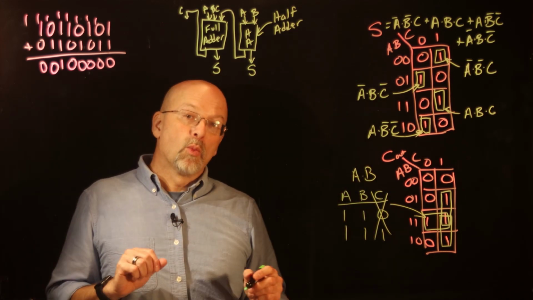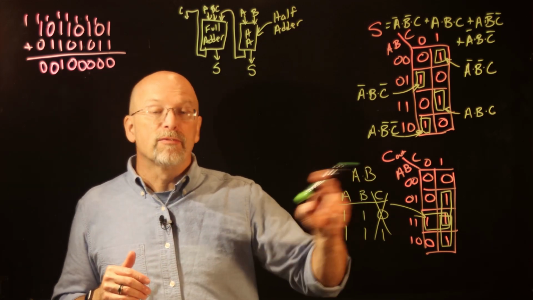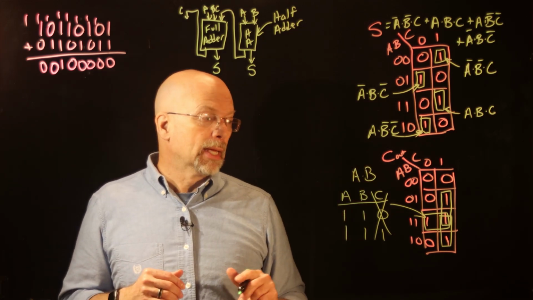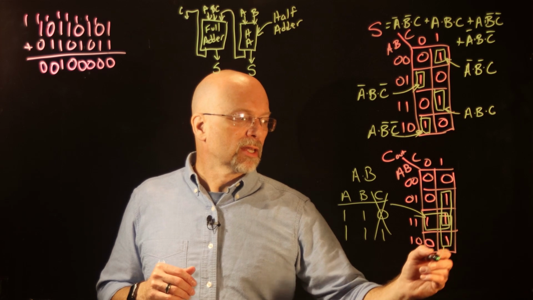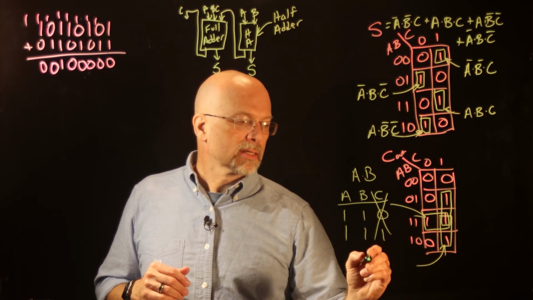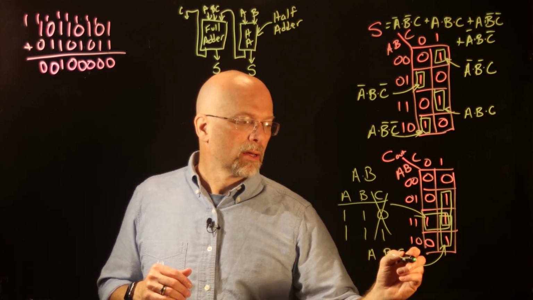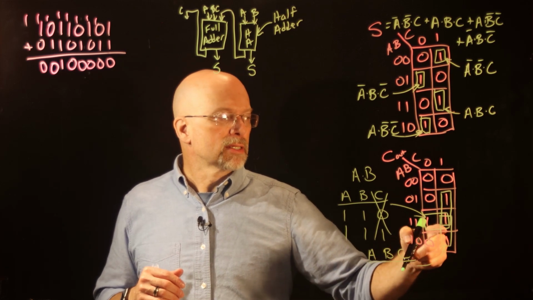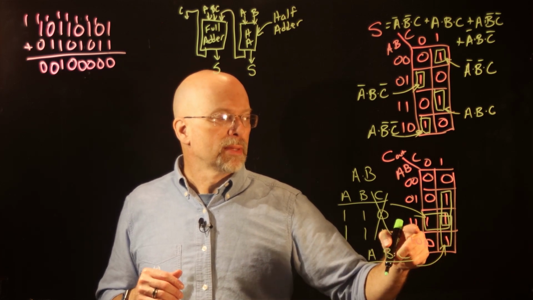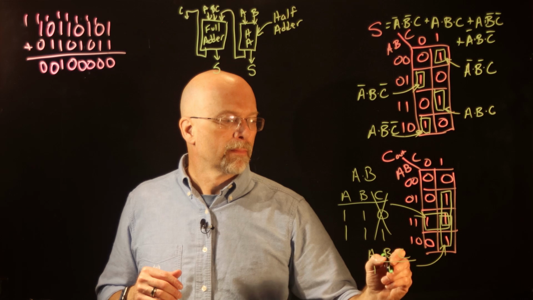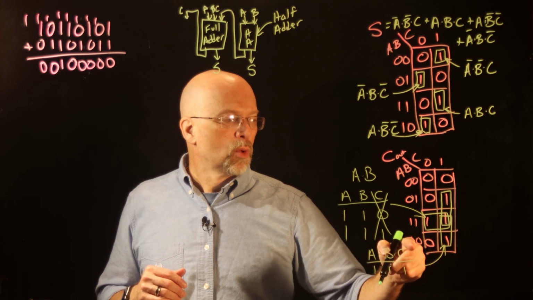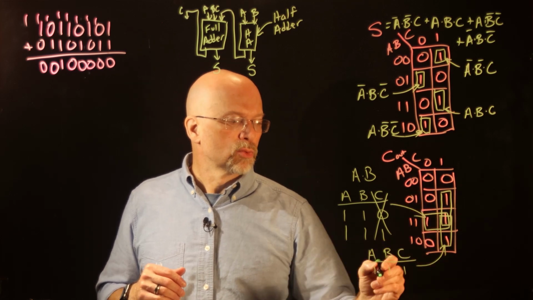Since both A and B are 1s, we don't need to have inverters over either A or B. Let's take a look at the next one. This guy right here has values for A, B, and C. The top cell is A is 1, B is 1, C is 1. And the bottom one is A is 1, B is 0, C is 1.